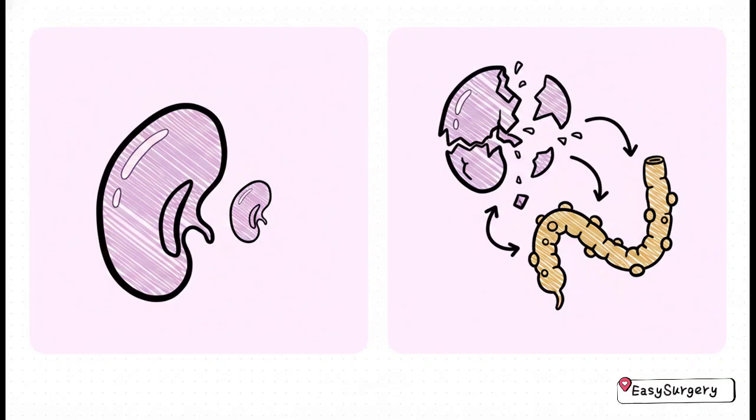On the other hand, we have splenosis. This happens after trauma. Say a spleen ruptures, tiny splenic particles can actually spill out, seed themselves in the bowel, and grow into these tumor-like nodules. It looks totally terrifying on a CT scan, but a biopsy will show you it's actually just healthy splenic tissue that got relocated by the trauma.